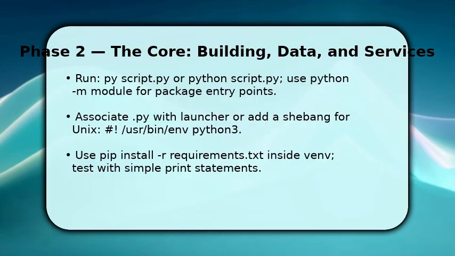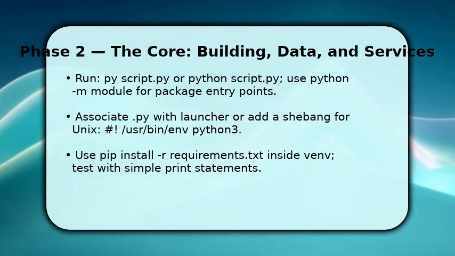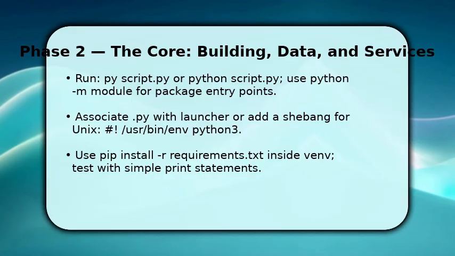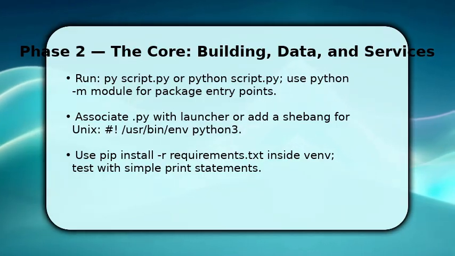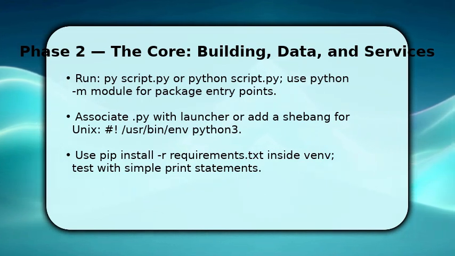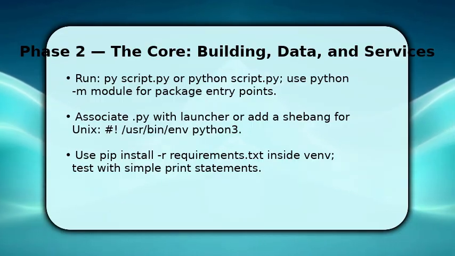When installing dependencies, run pip install -r requirements.txt inside the venv so versions match. Test with a small script that prints output. This confirms CMD invokes the expected interpreter and paths resolve correctly.